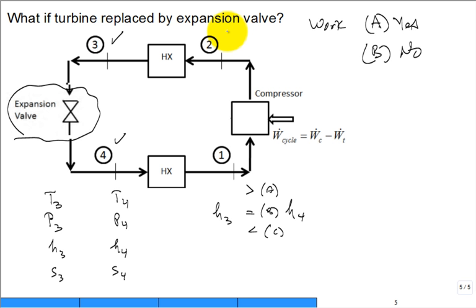Okay, stick with whatever analysis you want to process in your brain. But H3 is equal to H4. Let's do this one. How about S3 compared to S4? Which one is it? The entropy, S, at state 3 compared to S4.